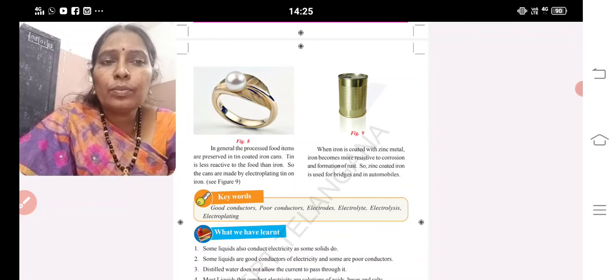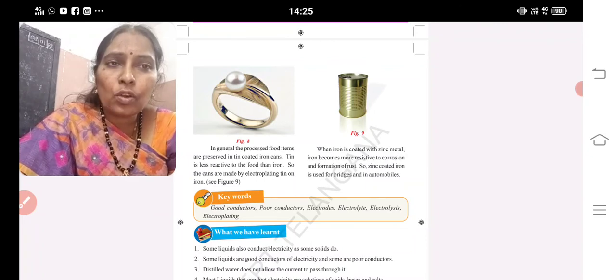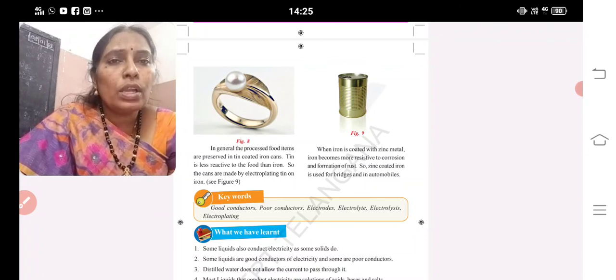The electroplating method is used in industries to coat machinery parts, in decoration items, as well as in currency coins and one gram gold ornaments. All these use electroplating methods.